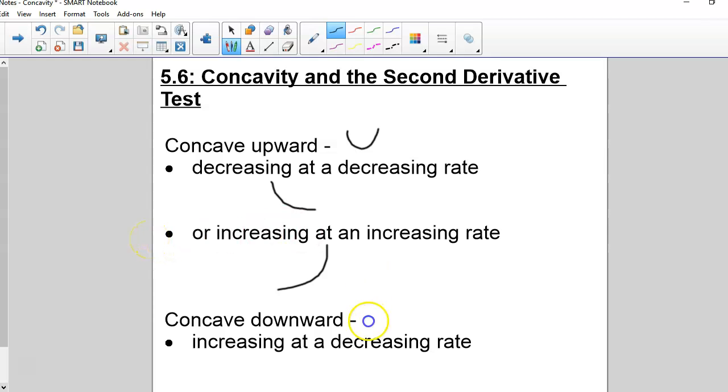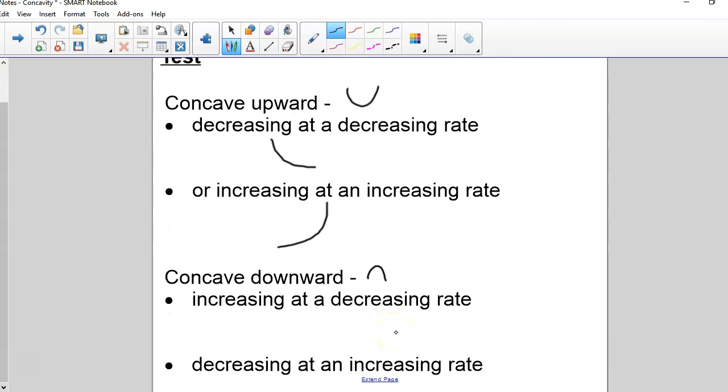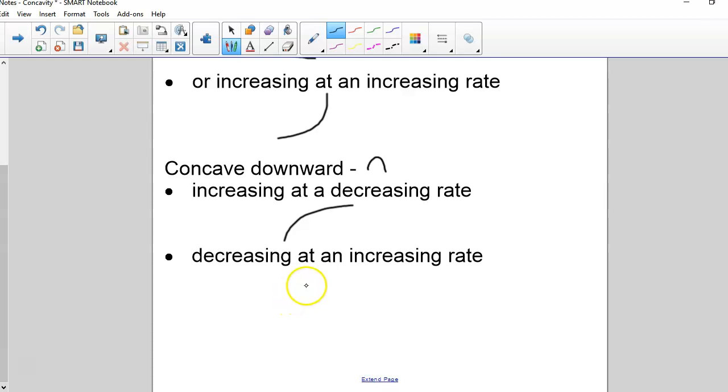Concave downward, it's going to look like this. For concave downward, you're either increasing at a decreasing rate, so you're going up quickly at first, but then the rate at which you increase decreases. So fast at first, then slows down. Or you are decreasing at an increasing rate. So you start off decreasing slowly, and then that gets steeper.